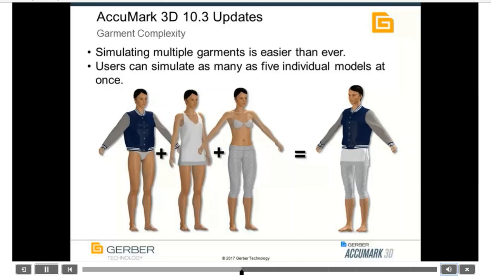And we've tested up to 5 models, not that that's necessarily a limit, but we have gone up to 5 different types of models we were testing. So we've got some increased flexibility there. And you'll notice here, even in simulation, that we're not getting any of the collisions between those garments as well. So we're getting a great rendering of multiple garments.